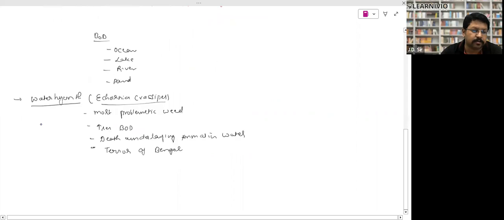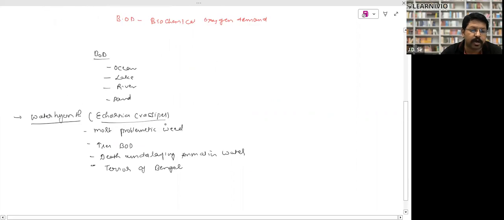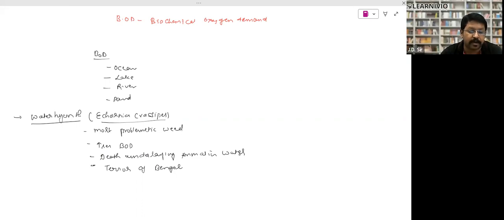There is a plant which increases BOD, and its name is the water hyacinth, Eichhornia crassipes. It is the most problematic weed, right? It increases BOD, and because of this, the death of underlying animals in the water takes place. This is also known as the terror of Bengal. It's a very popular question. So remember Eichhornia crassipes, right?